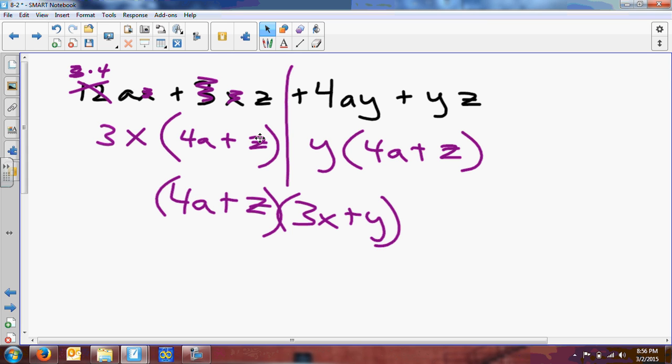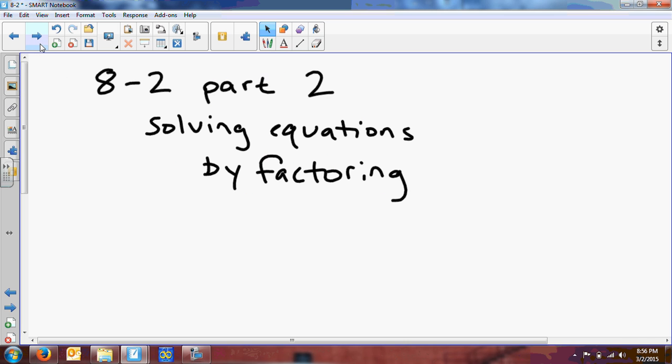So we are trying to match 4a plus z. 4ay plus yz. This one's easy. Pull out the y, and I have 4a plus z left over. 4a plus z is one of my answers, and then 3x plus y, my leftovers, are my other answer. Okay? Okay, 8-2 part 2.